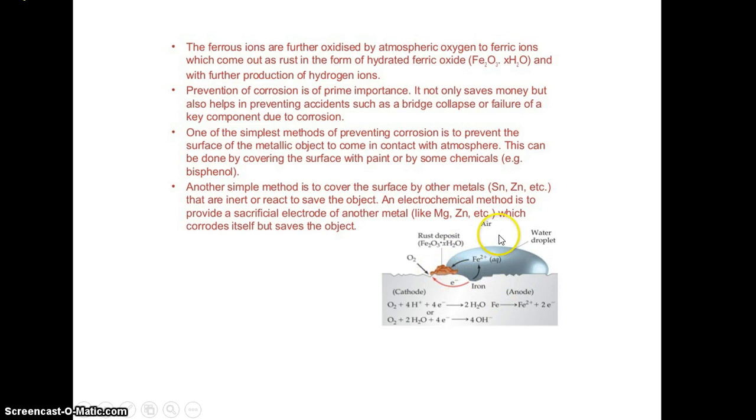This is the reaction that happens when rust is formed. When iron contacts a water droplet, what happens? Fe2O3.xH2O, that is rust. The cathode reaction is O2 plus 4H+ plus 4 electrons giving 2H2O, and at the anode Fe is oxidized to Fe2+. So this is the corrosion reaction. It's very important, so we have to study the ways to prevent corrosion and the process of corrosion.